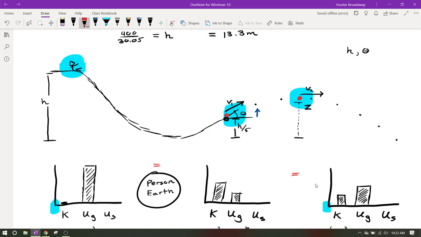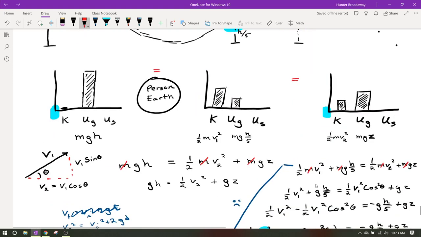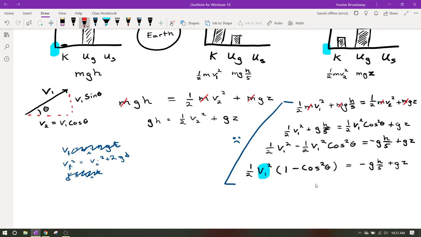Zero. Okay. So if we use that equation with VF squared equals VI squared plus 2AD, one of those is zero. So the VF in this case, the final velocity, is zero for VF squared equals VI squared plus 2G times, by the way, this would be the height, right? Z. Because we're just moving up that specific height. Okay, now VI is V1, right?